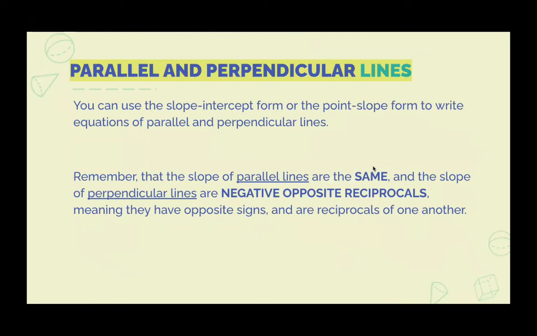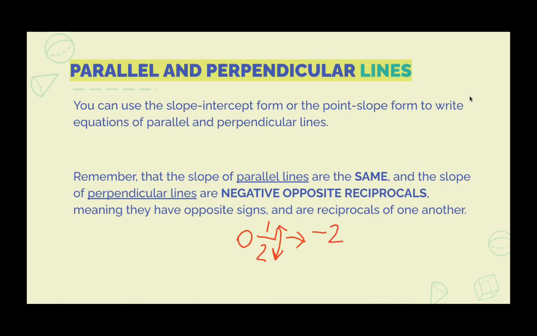So recall that the slope of parallel lines will be the same, and the slopes of perpendicular lines are negative opposite reciprocals, meaning they have opposite signs and they are the reciprocal, or flipped, of one another. So for example, if you have a slope of 1/2, the line perpendicular to that will be negative because this is positive and we want it to have an opposite sign, and then it will be flipped from 1/2. So the line perpendicular will have a slope of -2.